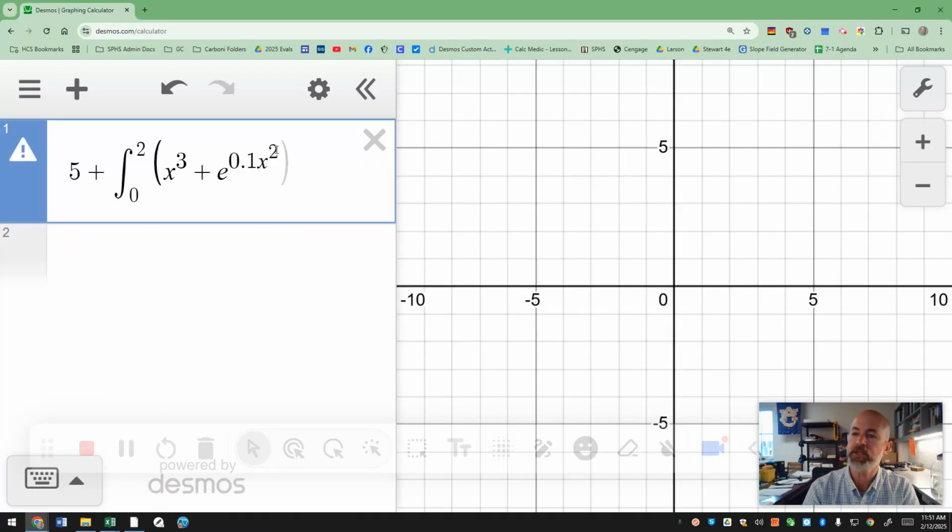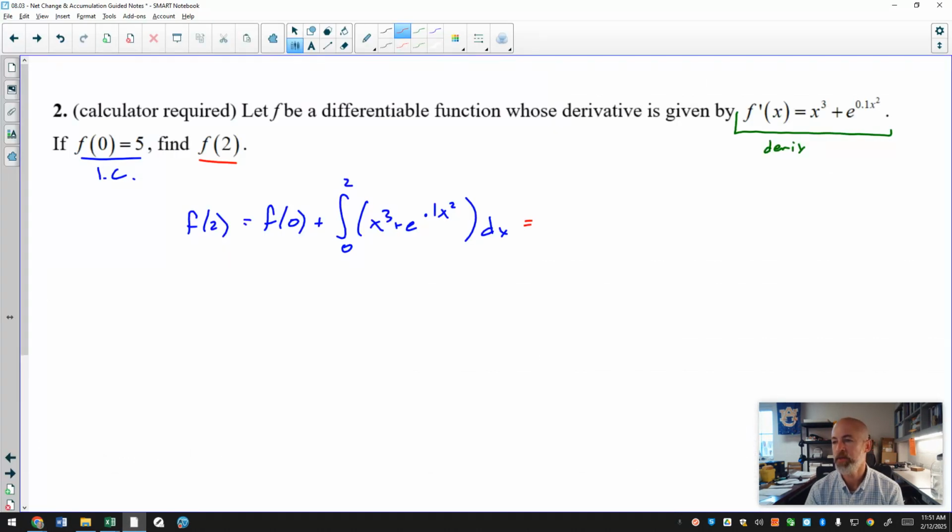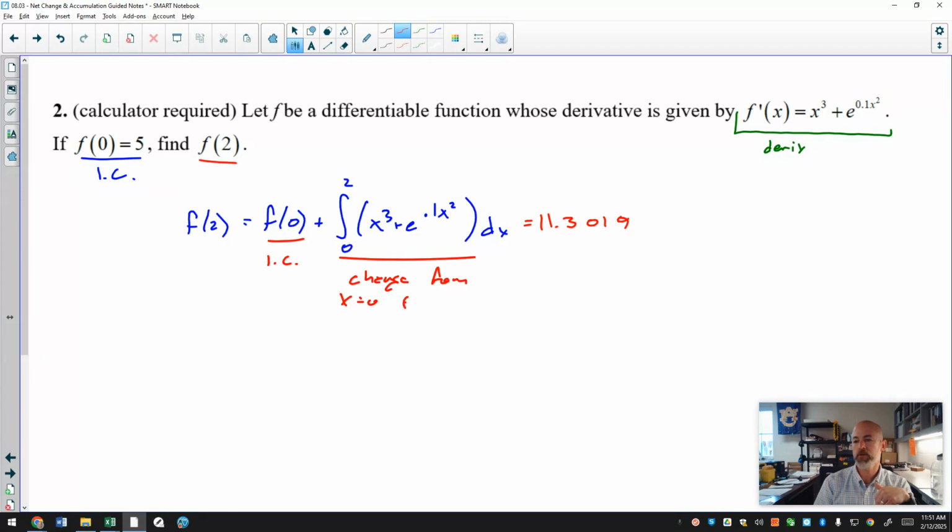When you're using your calculators, make sure you punch everything in correctly. So I'm plugging this into my Desmos calculator, and I'm getting 11.3019. And that will be your answer, 11.3019. So your initial condition plus the change from x equals 0 to x equals 2 gives you your final resting position, or your final amount at the end of that interval.